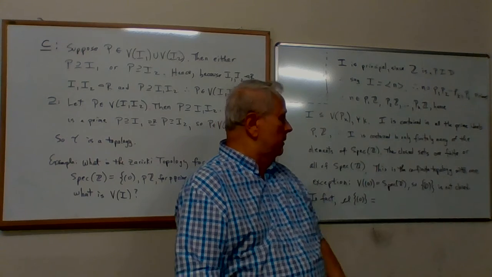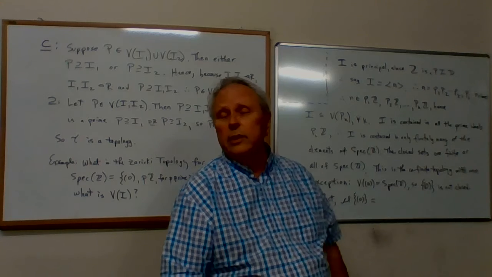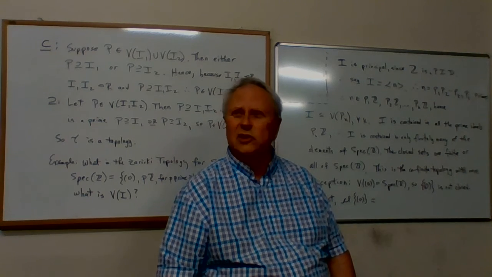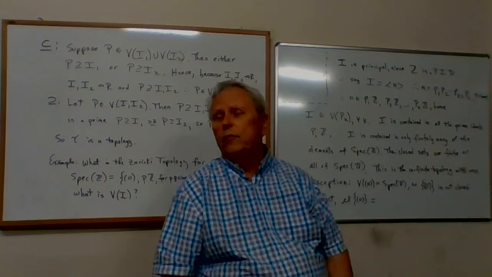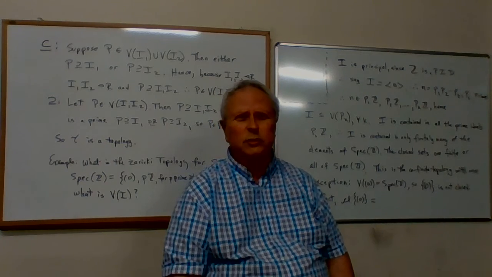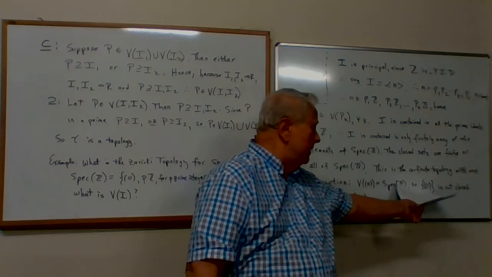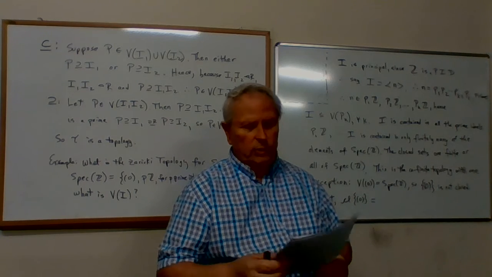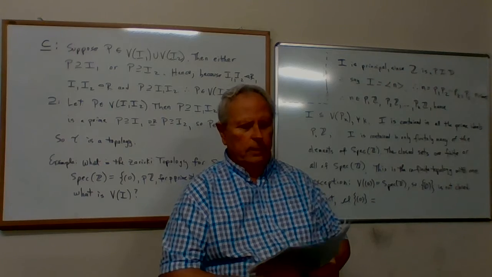But the Zariski topology on Spec Z is essentially the cofinite topology, but it does have the exception that this prime ideal, even though it's finite, is not closed. Okay?